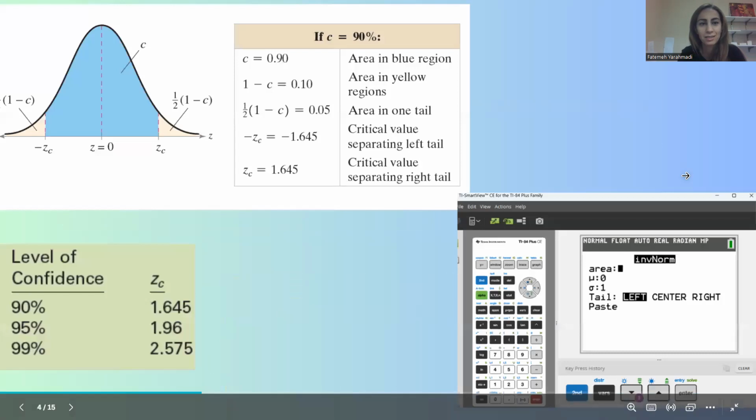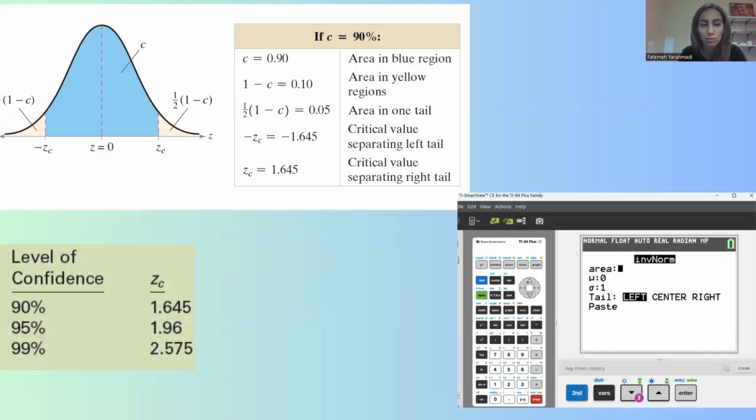So why is it important for us? First of all, before going over the margin of error, whenever you're talking about a level of confidence, you can easily calculate your critical value. You just need to use your inverse norm on your calculator.